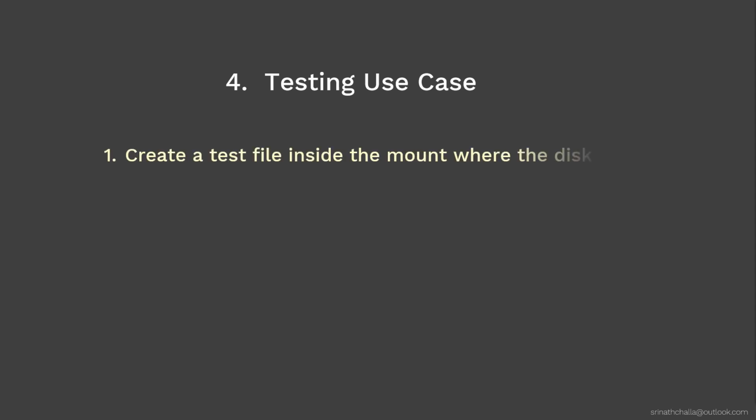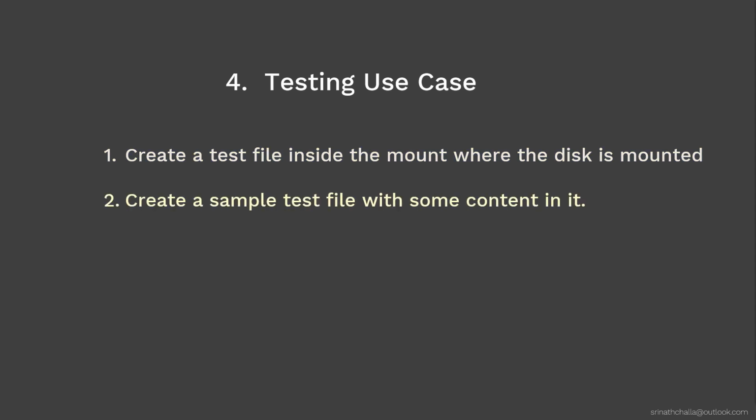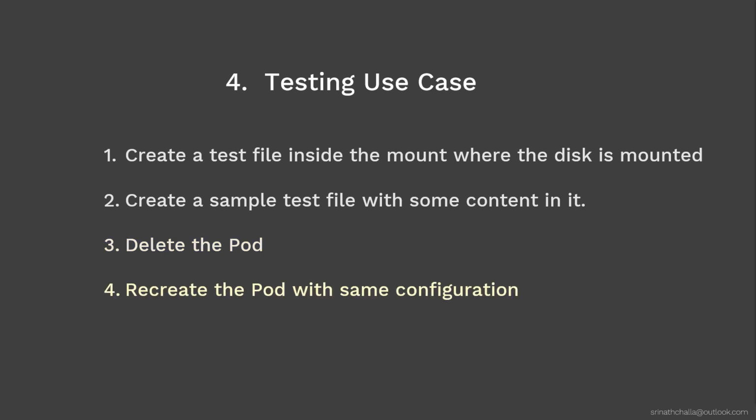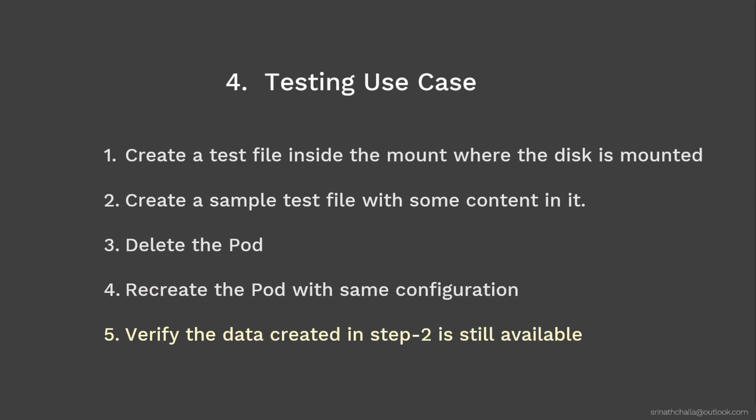So to test this use case, we'll first create the test file inside the disk where it is mounted. And we will have to do that by going inside the pod. Next, we create one sample test file with some content in it. Once that is done, we'll delete that pod. Next, even if the pod is deleted, we expect that data still be there on my data disk on Google Cloud. Next, we will recreate the pod with same configuration. And finally, we will verify the data that we have created in step 2 is still available.